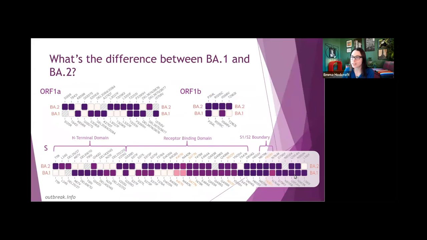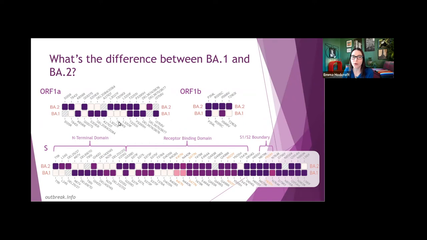And there are some great graphics from outbreak.info that show mutation changes between these two lineages. So if they have purple, they have the mutation. And if they have white, then they don't. So if they both have purple, they both have the mutation. If they don't, then they have a difference at that site. And we can look at this for some random genes that we don't hear much about, ORF1A and ORF1B, that certainly seem to indicate that, yes, there are clear differences here. They don't always have the same mutations.